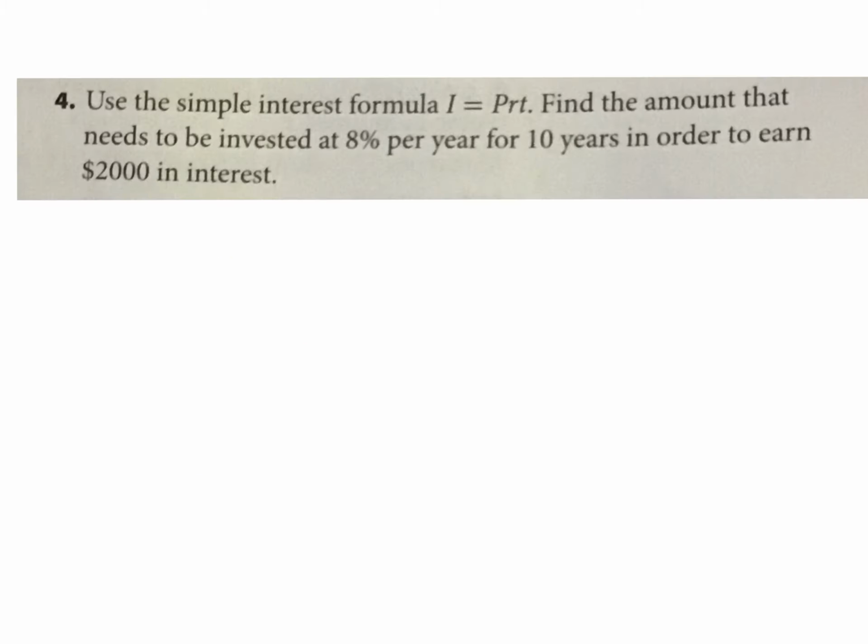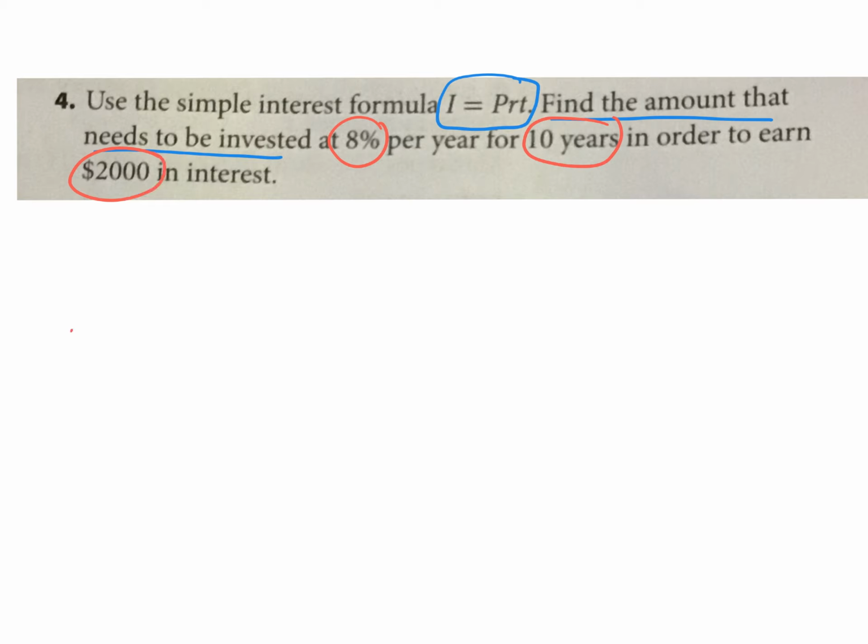Okay, so same type of question. Use the simple interest formula. Okay, so we're using the formula I equals P times R times T. You're finding the amount that needs to be invested. So we're finding the amount that needs to be invested at 8% per year for 10 years in order to earn $2,000 in interest.